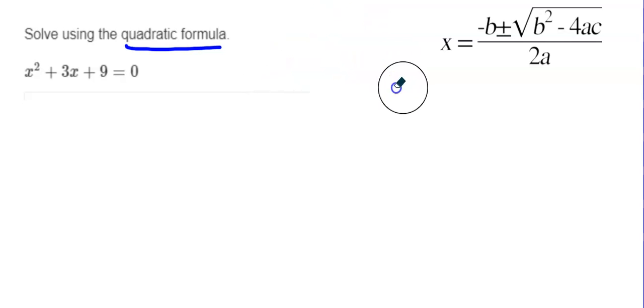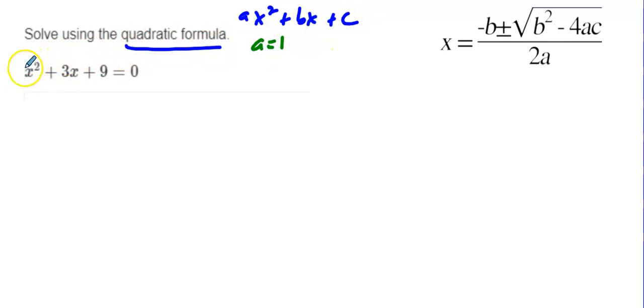So within these, we have to make sure we can identify a, b, and c. So remember, your equation has to be in the form of ax squared plus bx plus c. So if you look at this equation, you should realize a is 1, because there's no number shown here. b is positive 3, because it's plus 3. And c is 9. So from here, you would just plug and chug.